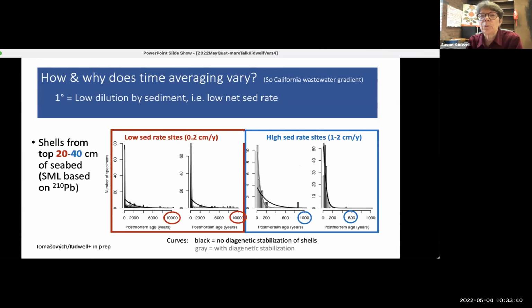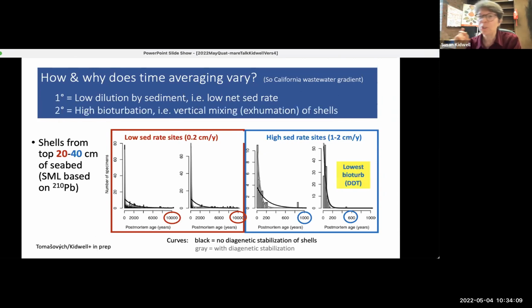And notice on those frequency distributions that in the low net sedimentation rates, you get shells up to 10,000, whereas in the high net sedimentation rates, it's much shorter. It's an order of magnitude less time averaging in terms of the total duration. And so the first order control on scale of time averaging is low net sedimentation rate. That is a low dilution of sediment of shells. And so this goes back to my earliest stratigraphic work in the 80s.